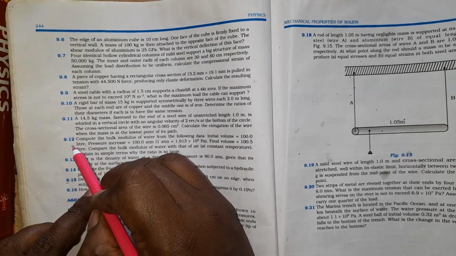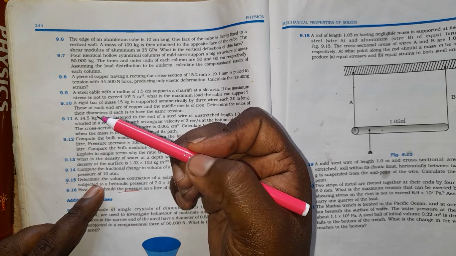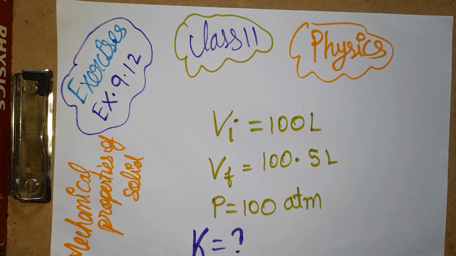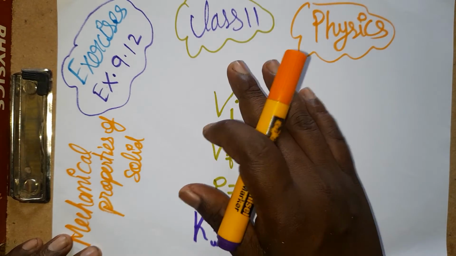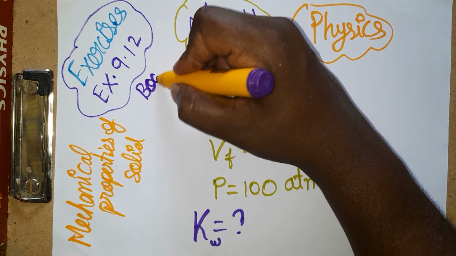It's an exercise problem, a book back problem, from the 9th chapter, 12th problem, mechanical properties of solids. This is the problem we are going to discuss. Now we are going to see a book back question for class 11 physics, from mechanical properties of solids.